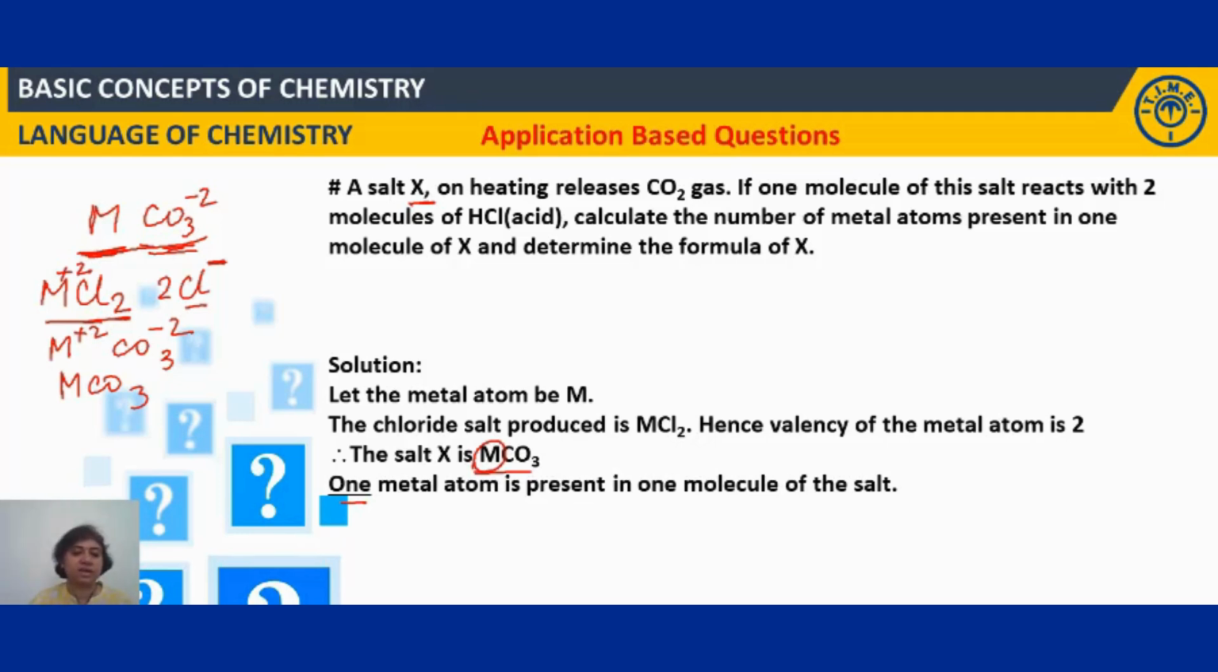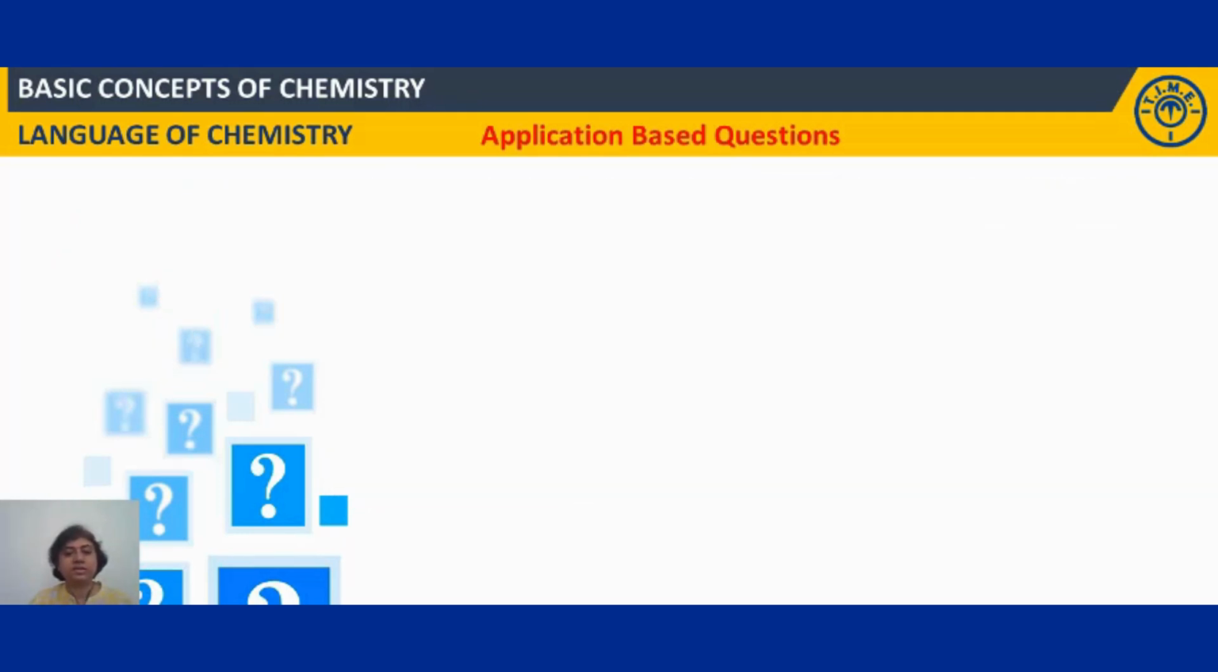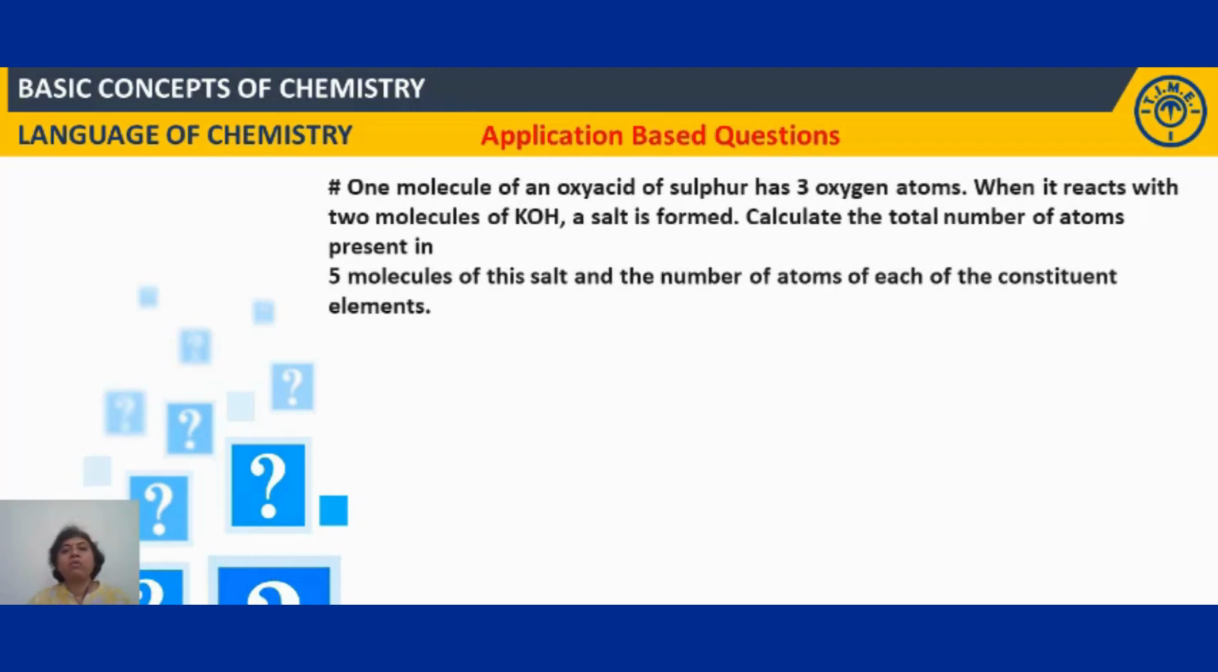Next question is, one molecule of an oxyacid of sulfur has 3 oxygen atoms. Okay. Oxyacid of sulfur having 3 oxygen atoms. What should be its formula? I think you are ready with your answer. Very simple. H2SO3. What is its name?